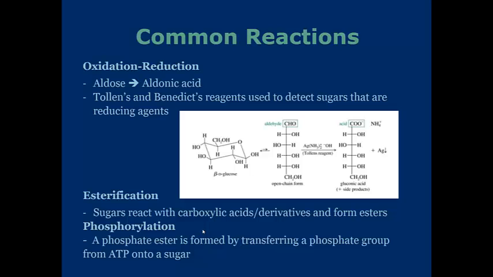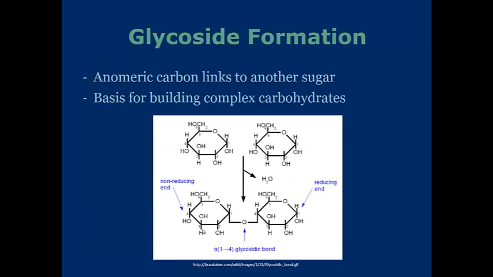Esterification and phosphorylation are also common reactions. Glycoside formations are simply the formation of glycosidic bonds. This is when anomeric carbons link to another sugar. This is the basis for building complex carbohydrates.